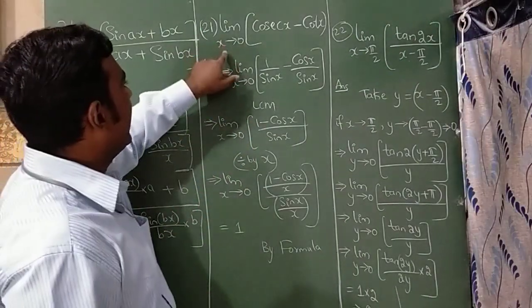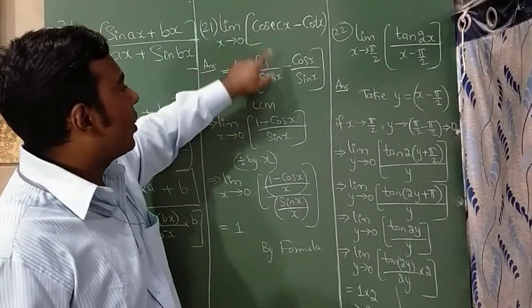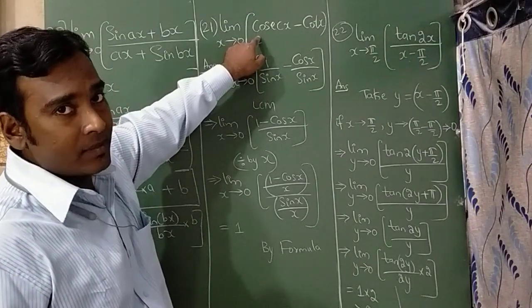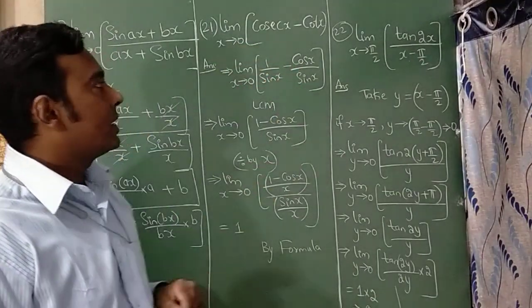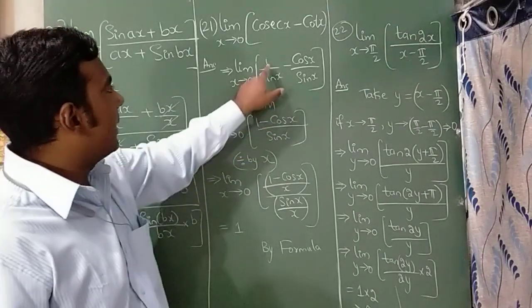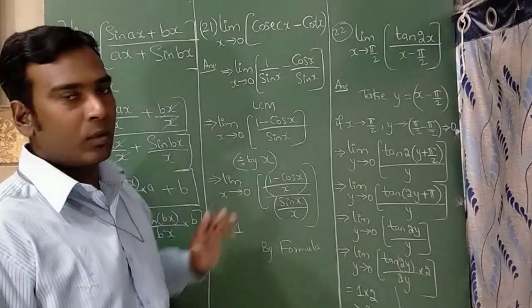21 question. Limit x tends to 0, cosec x minus cot x. As you know that cosec x is 1 upon sine, minus cos upon sine. So if I take LCM, 1 minus cos, and denominators are same, so I have written only sine.